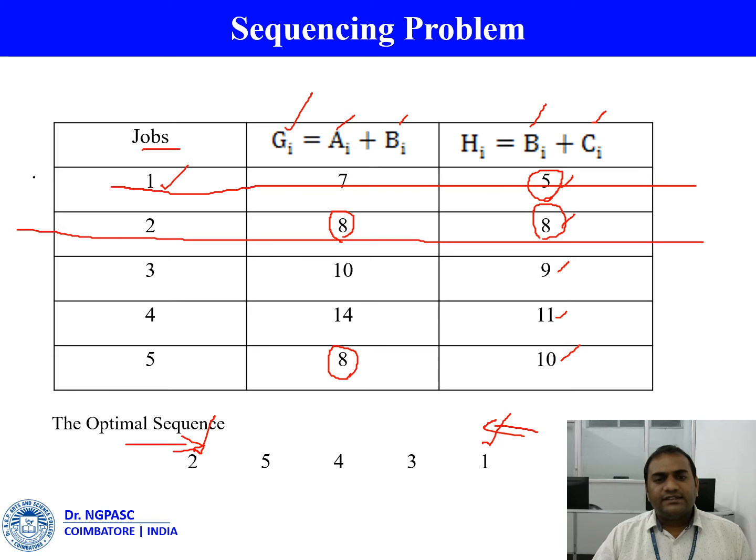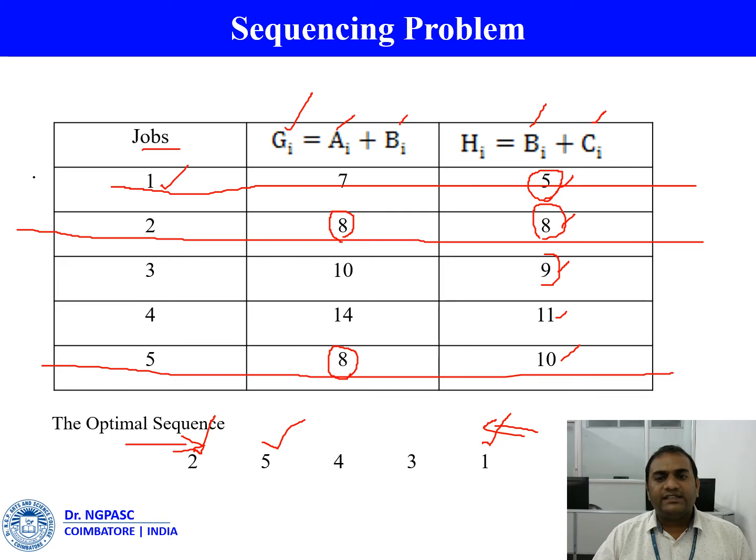Next 8 is in job 5. It is also in first machine. So job 5 is entered next to job 2, and remove this row. Okay. Then identify the next smallest value.